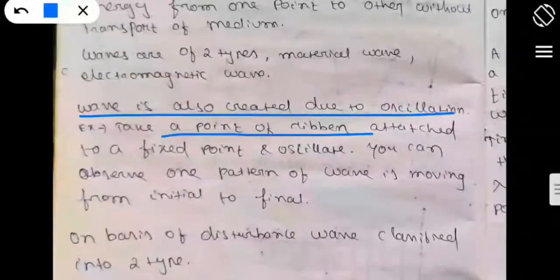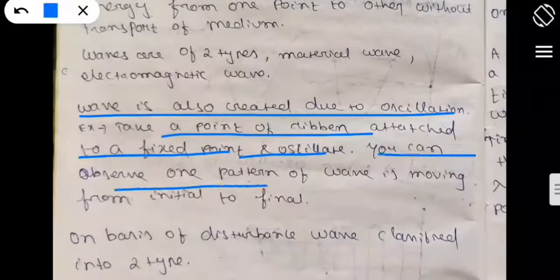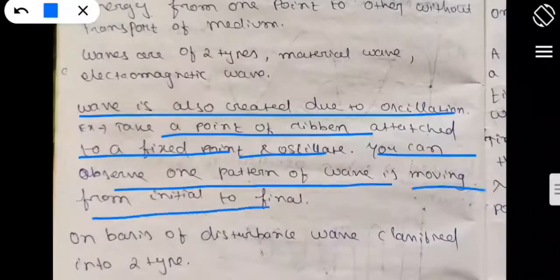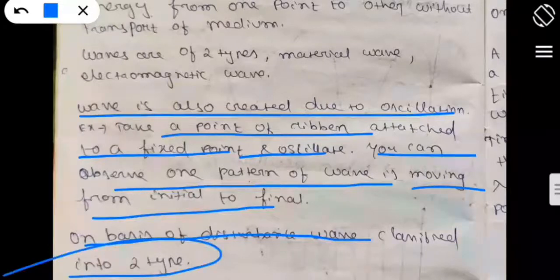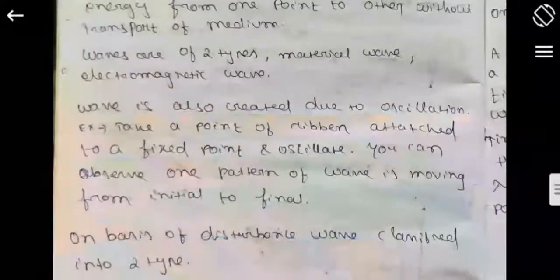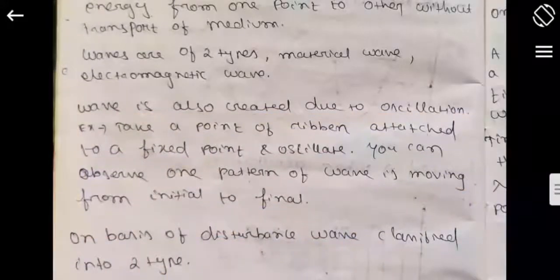You can say the wave is created due to oscillation. I have also given the example: take a ribbon attached to a fixed point and oscillate. You can observe one pattern of wave moving from the initial to the final point, right? And on the basis of disturbance, waves are classified into two types: one is known as transverse, another one is known as longitudinal, lengthwise.